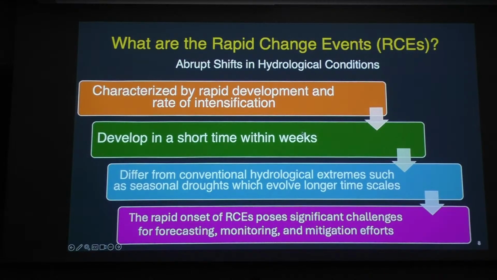How do we define a rapid change event? We define a rapid change event as rapid development and a rapid rate of intensification within a short time, within weeks. They differ from the conventional seasonal drought or conventional seasonal floods, because those take a longer time, but these happen in a short time. And as I've already explained, they pose a lot of challenges in forecasting, monitoring, and mitigation. Both our models and our current systems cannot capture all these transitions very well.